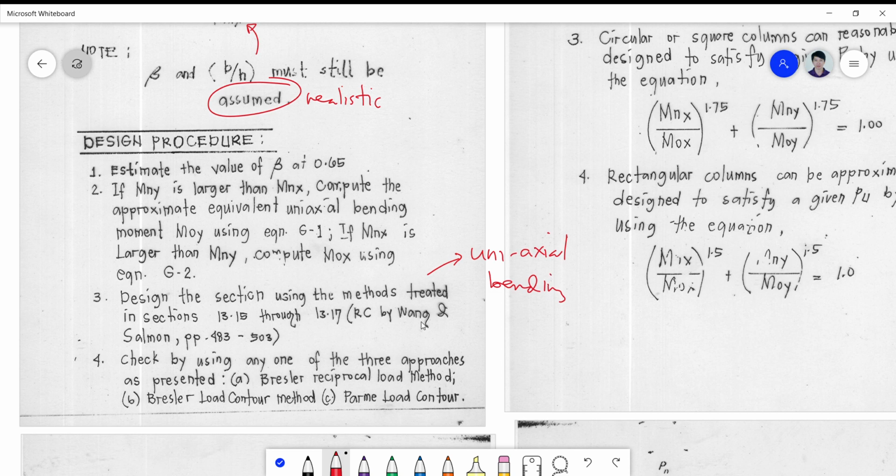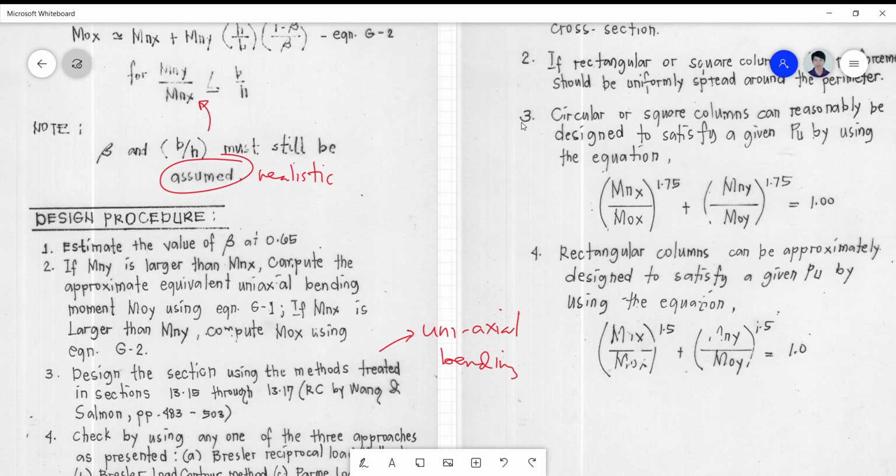So check by using any one of the three approaches: Bresler reciprocal load, and PCA. You don't even have to check for these two, because these two are the basis of this design procedure. Then you have to check it only for Bresler. But if you want to double check it for assurance, you can check the three methods.